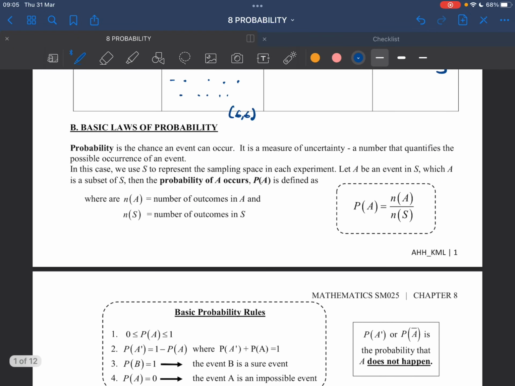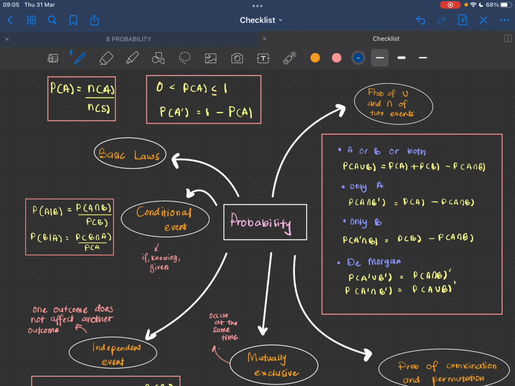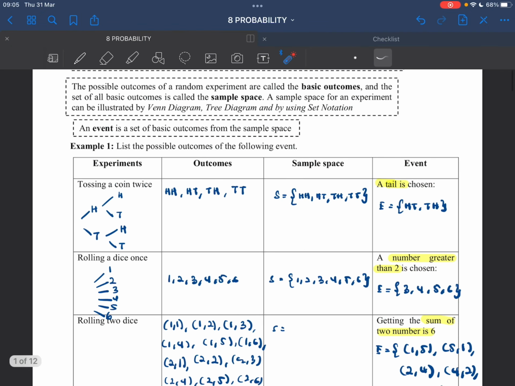Alright, so let's see the basic law of probability. As you can see from here, I write the formula to find the probability. To find the probability of A, we have to find the number of outcomes in A divided by the number of outcomes in your sample space. So this is your sample space. Sample space is the whole thing.